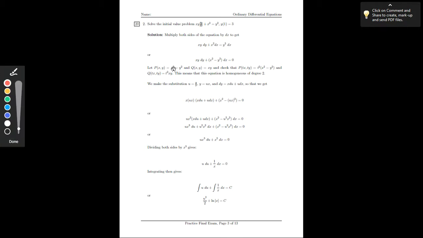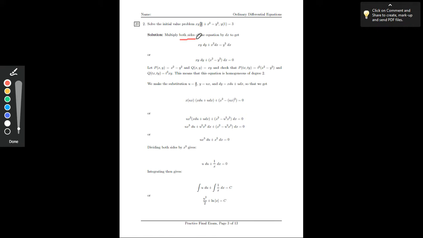Next problem. So notice that technique was separation of variables. This next problem is to solve the initial value problem xy dy/dx plus x squared equals y squared, y of 1 is 3. This is going to be the technique of homogeneous differential equations, making a substitution and then using separation of variables.